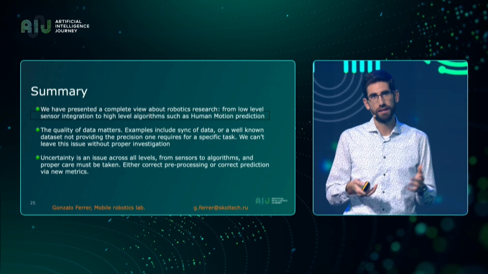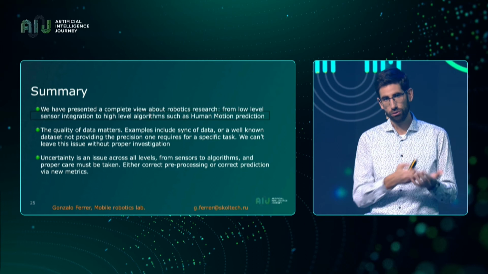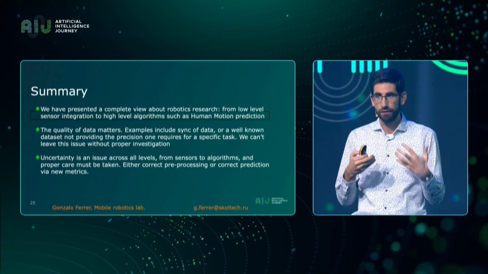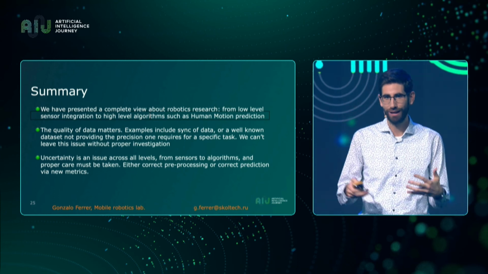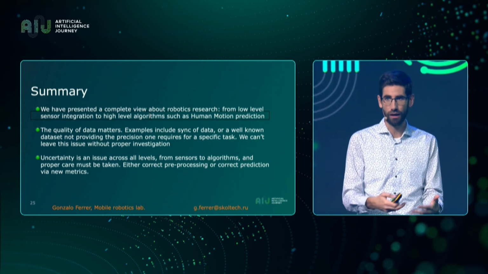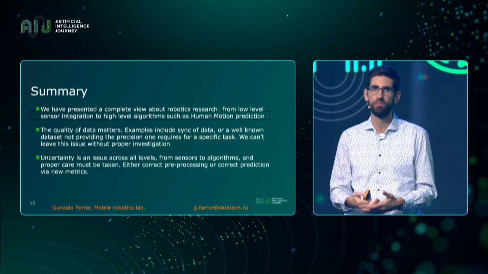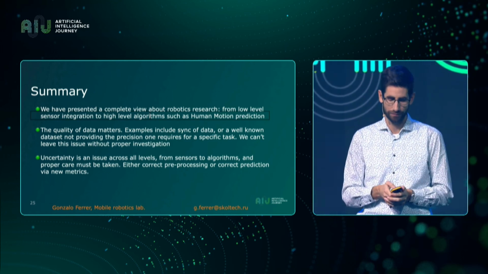Mostly I've talked about uncertainty, but this goes across all levels. This is something that I would like to say is currently an issue, a bottleneck, for why we are not deploying robots everywhere. So uncertainty is one of the problems. The others I already discussed.